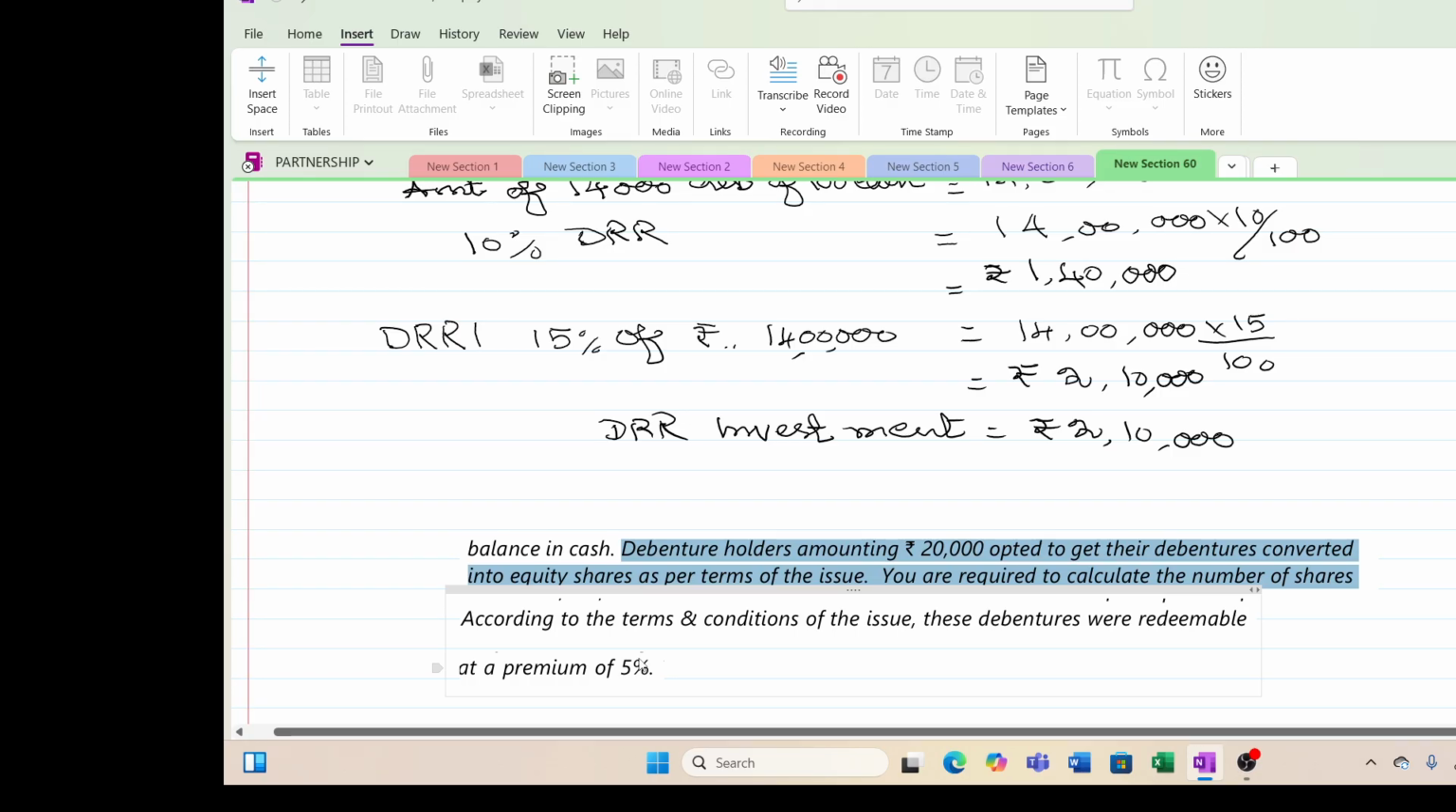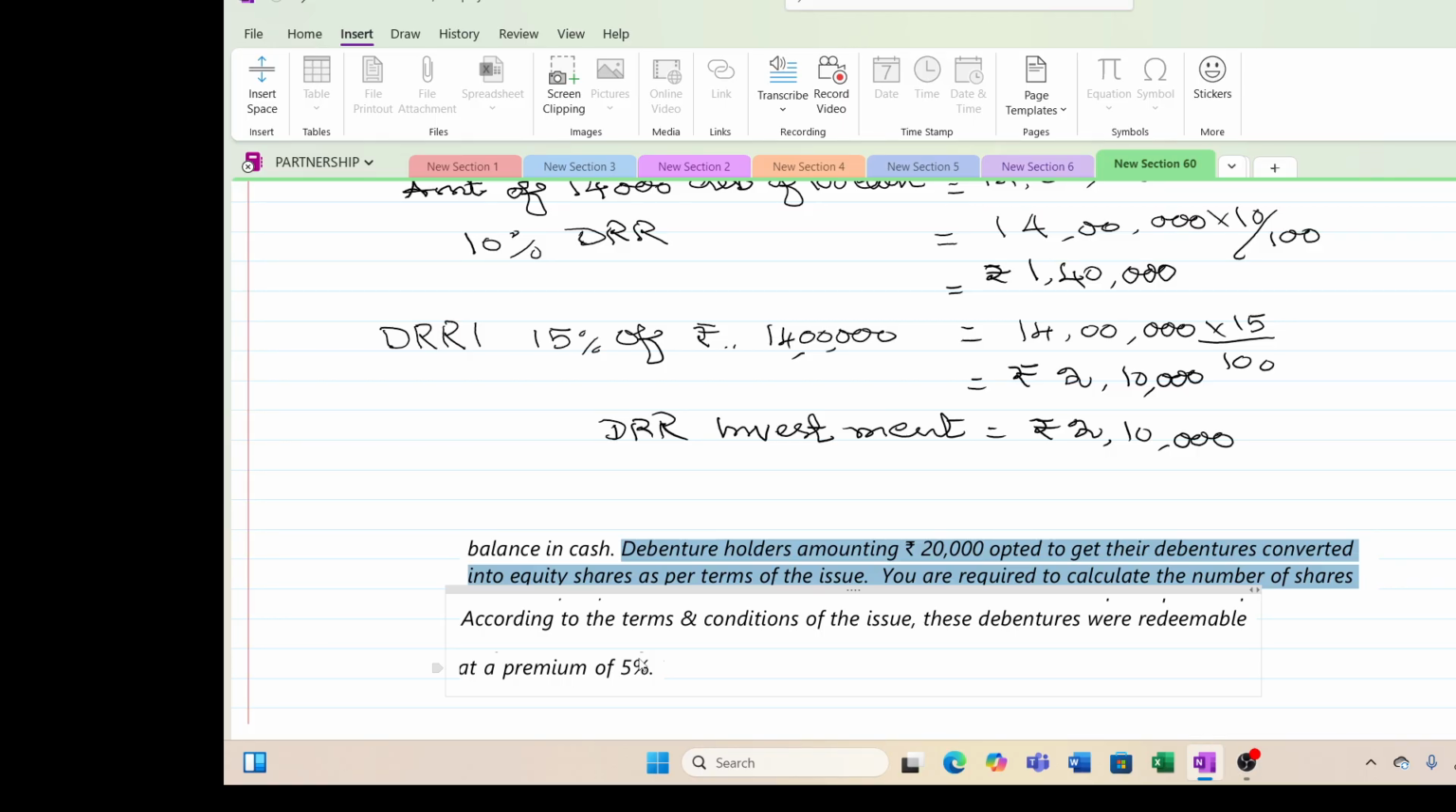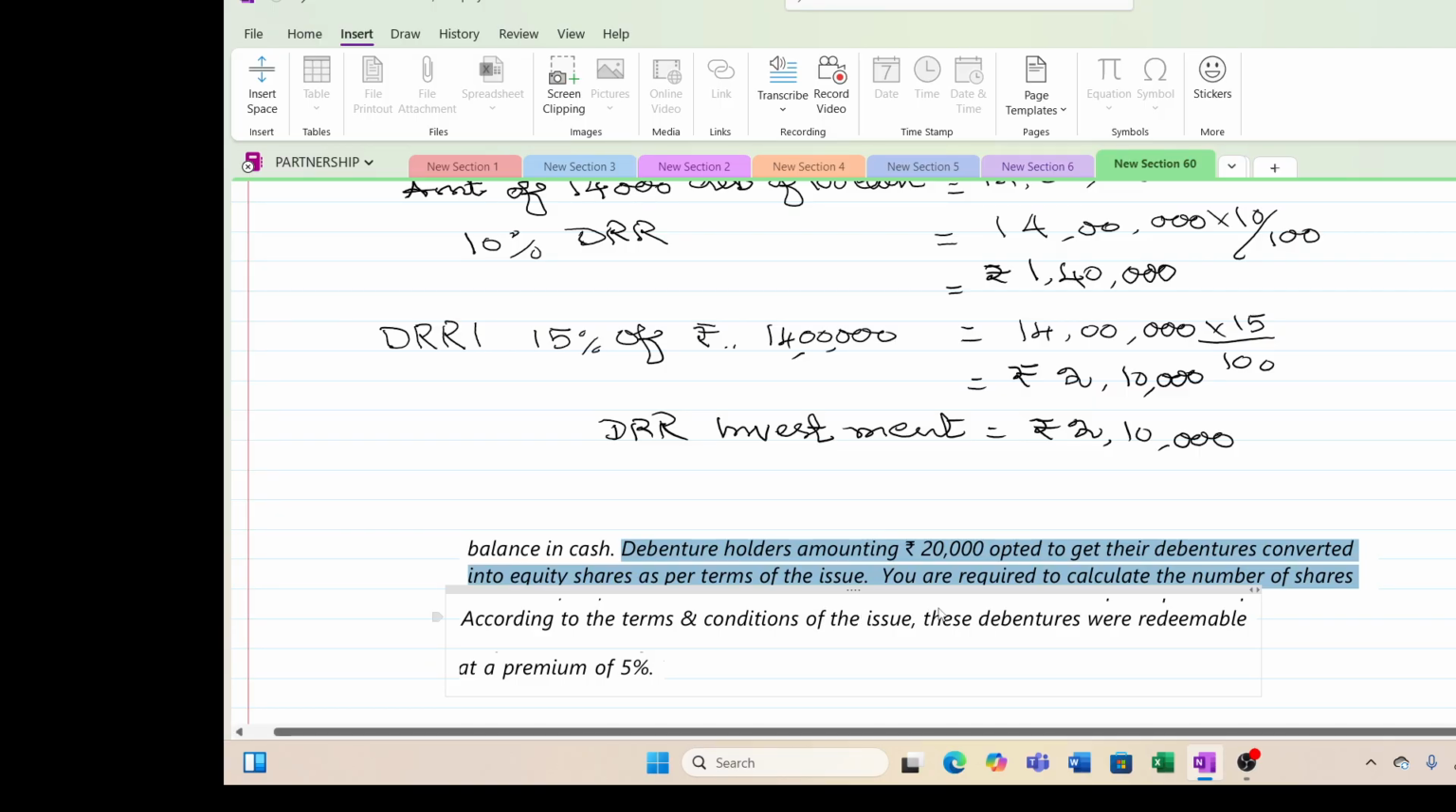But if you opt for equity shares, then they will redeem the remaining debentures, and the other debentures will be converted into equity shares. At that time, you have to take the premium into account also. So keep it in mind. Because when you calculate the number of equity shares, these 200 debenture holders will get 105 rupees, so that will come to around 4,200. That has to be converted into equity shares.